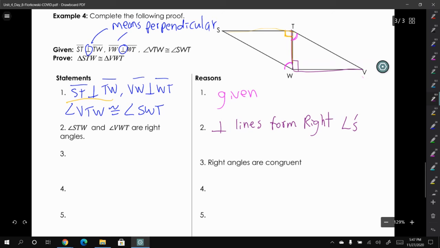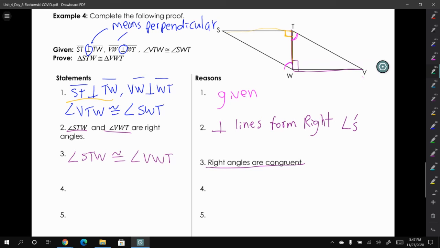Okay, then the next statement, we don't know what it is, but the reasoning is right angles are congruent. Well, we just got done saying that those two angles are right angles, so that means they are congruent. And the reasoning is right angles are congruent. Now we have a blank for statement 4 and for reason number 4.